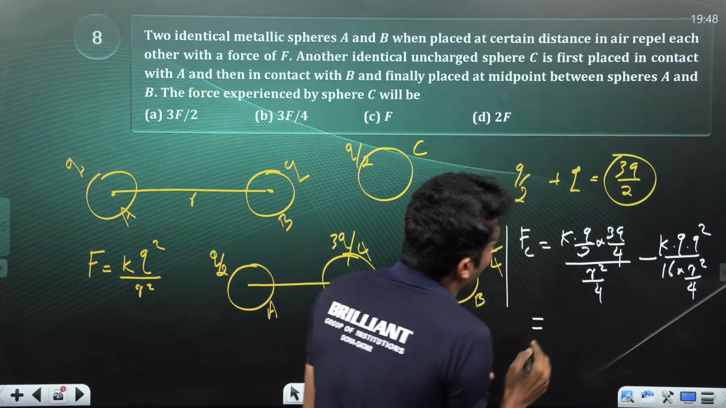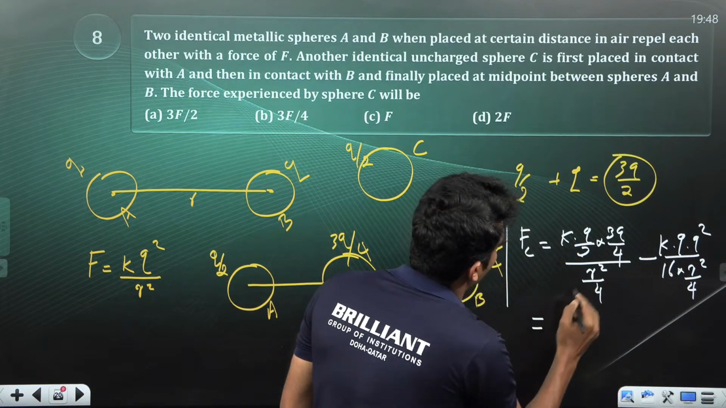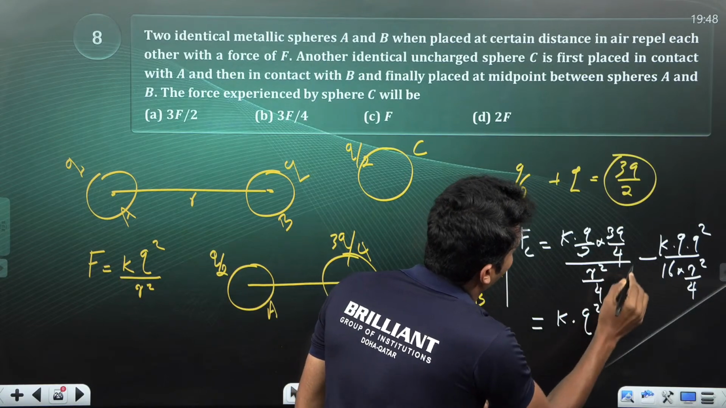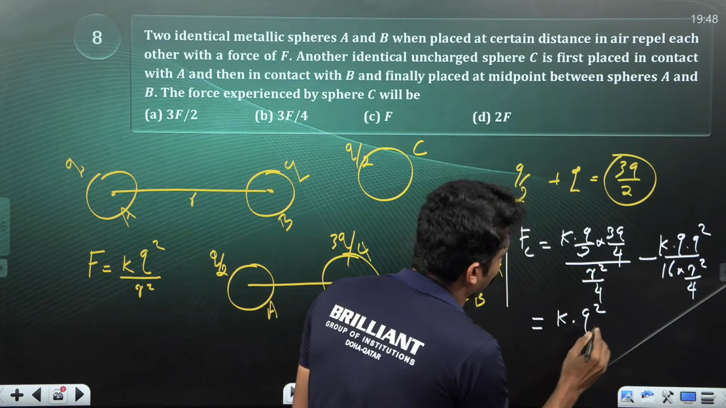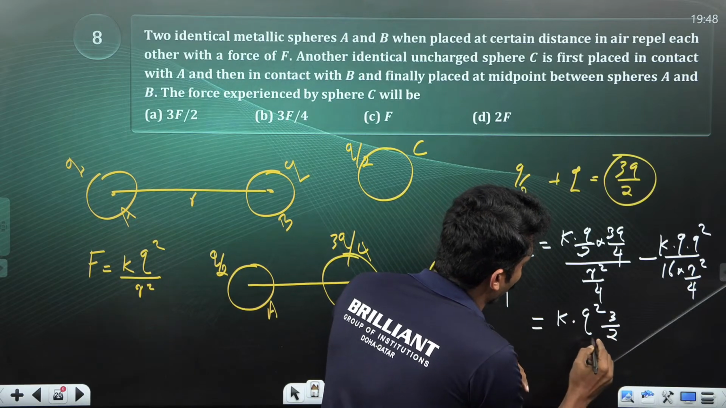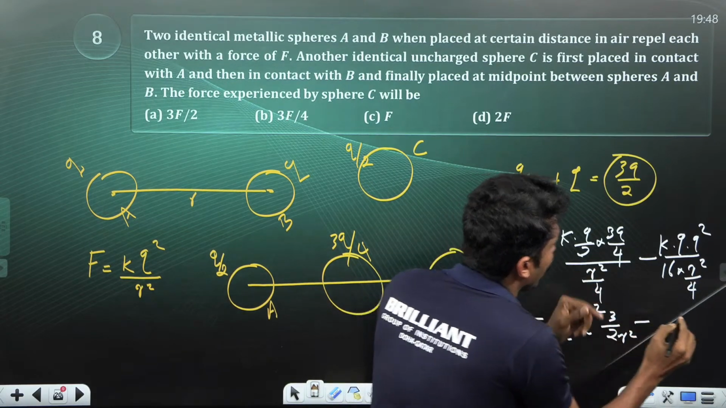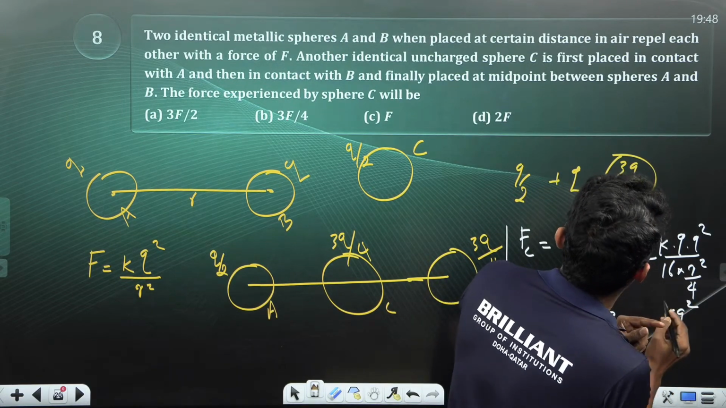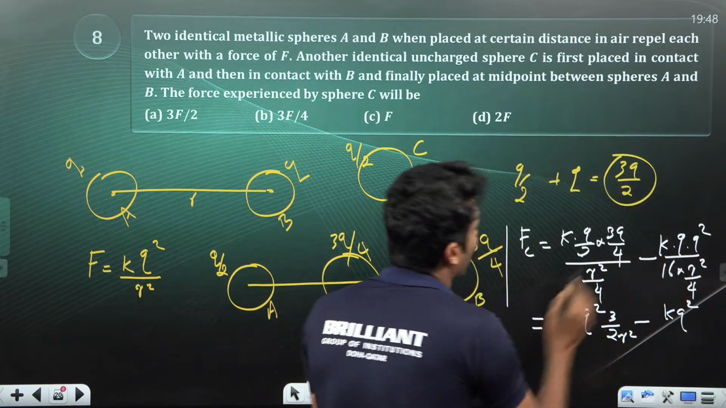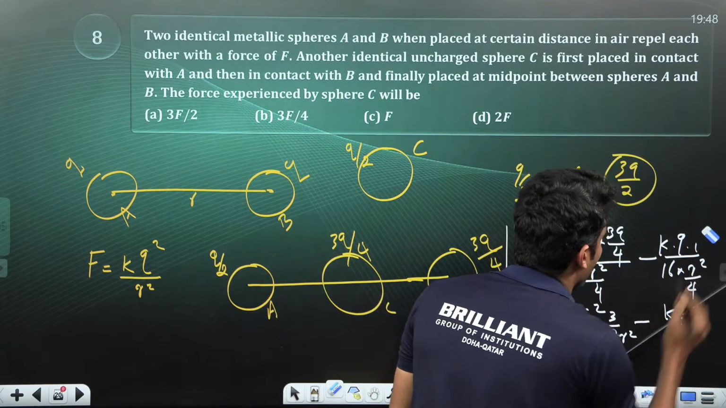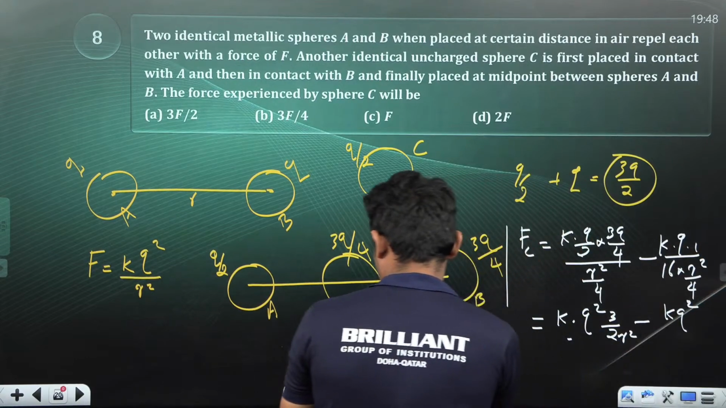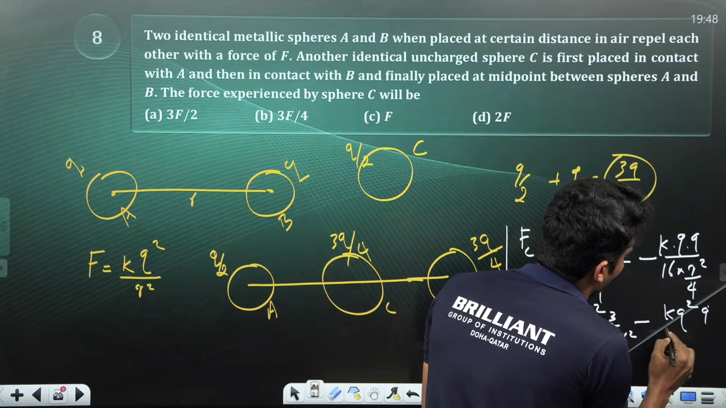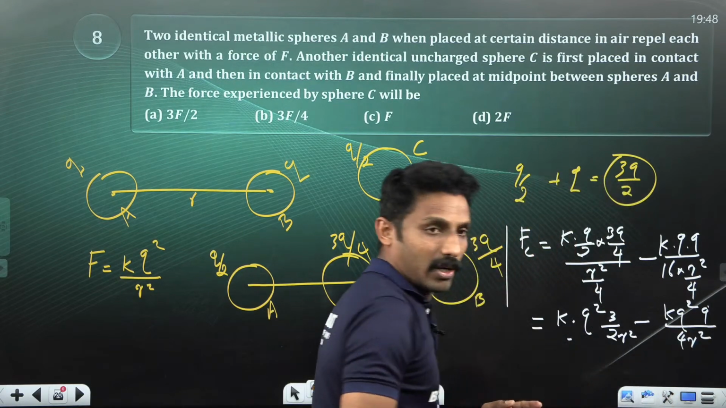Now what are the common terms? K is here, then Q square is here, then the 4 by 4 will be cancelled, the 3 by 2 here, and R square is here, minus KQ square, and this one is 9 by 16, and 16 by 4 is 4 here. So 9 by 4 R square. Now you can easily solve it.